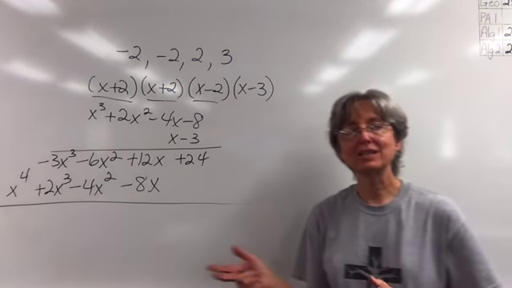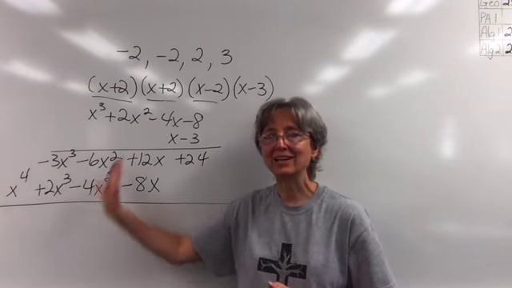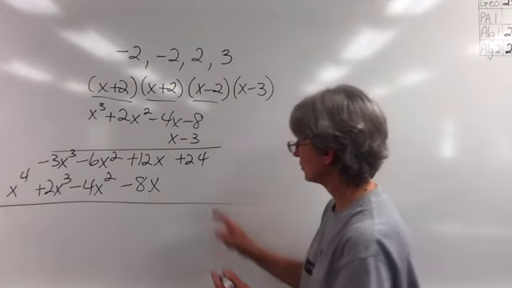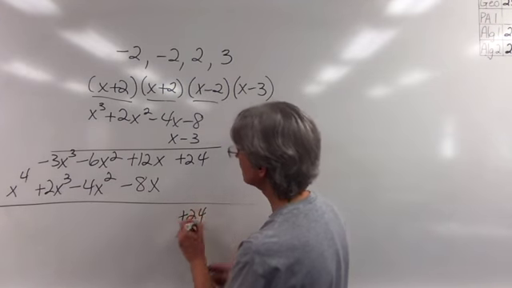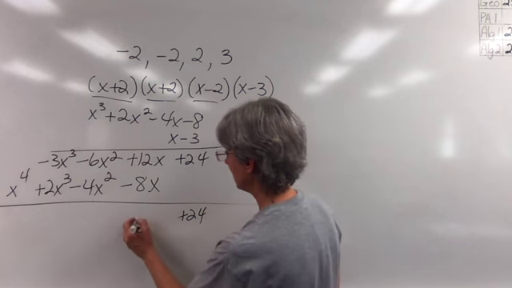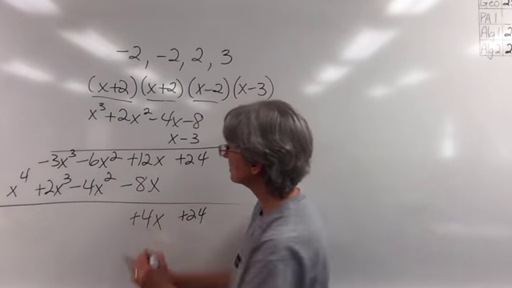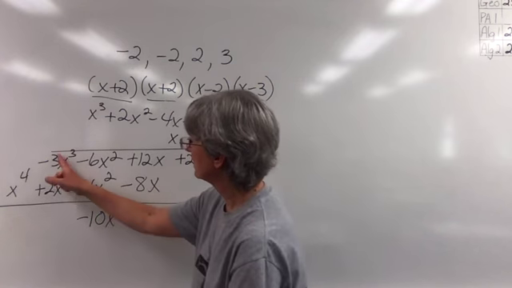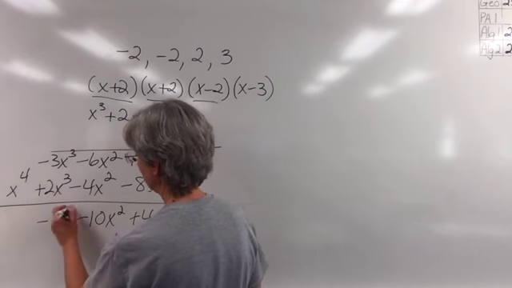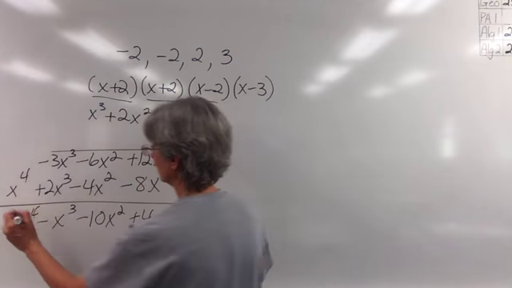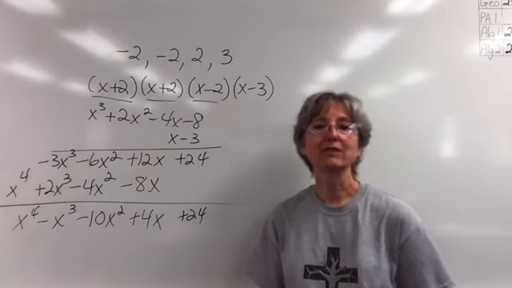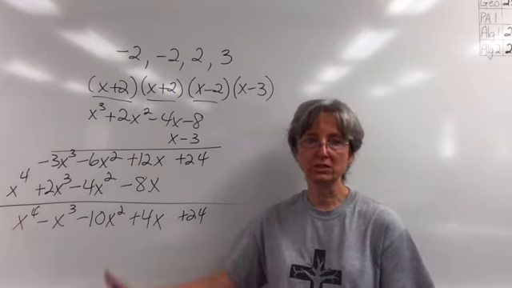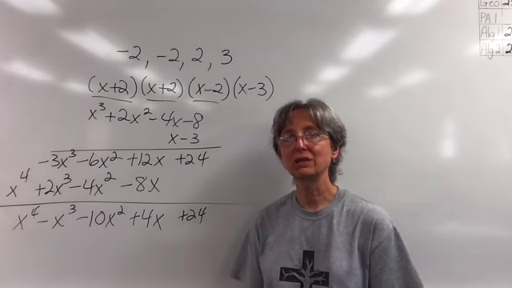Now I'll do just like you did in elementary school, you just add columns straight down. So we have 24 here at the end. 12x minus 8x is positive 4x. This is negative 10x squared. This becomes negative 1x cubed and x to the 4th, and there you have the entire quartic all multiplied out.